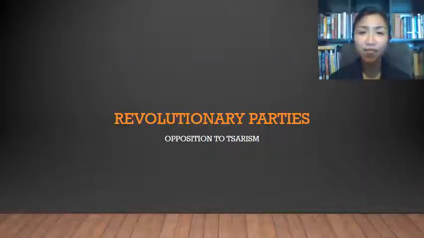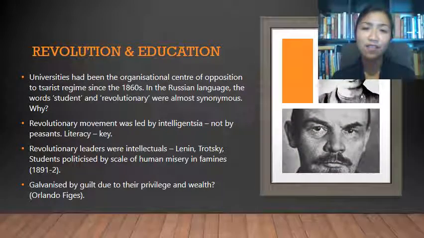Okay, now that we've looked at Marxism, we're going to look at the revolutionary political parties that sprung up around about this time, who were all influenced by the ideology of Marxism. There is definitely a clear link between education and revolution. Universities were at the heart of it all. They were the centre, the heart of opposition to the Tsarist regime since the 1860s. In the Russian language, the words student and revolutionary were almost synonymous.